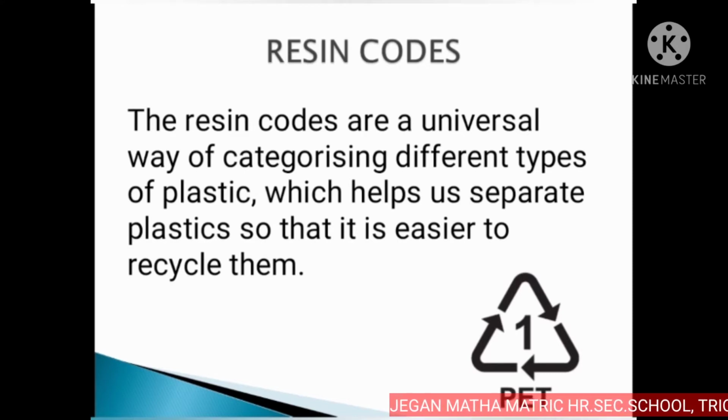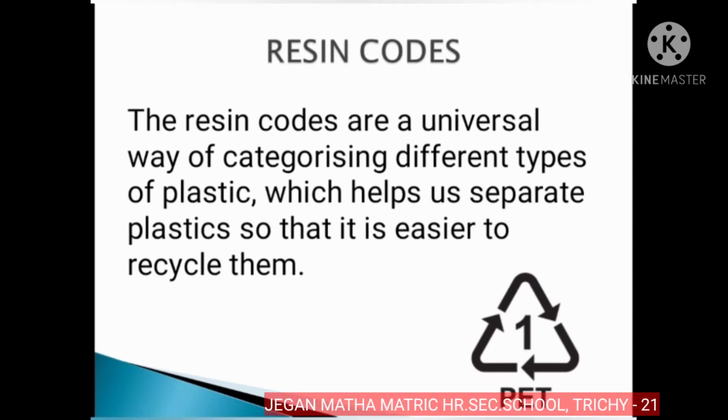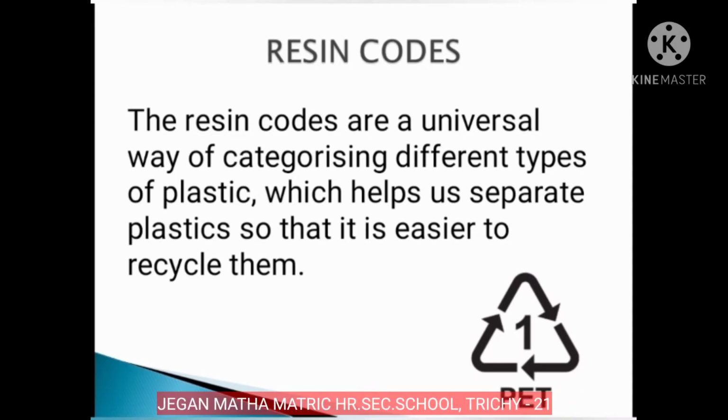So what is a resin code? The resin codes are a universal way of categorizing different types of plastic, which helps us separate plastics so that it is easier to recycle them.